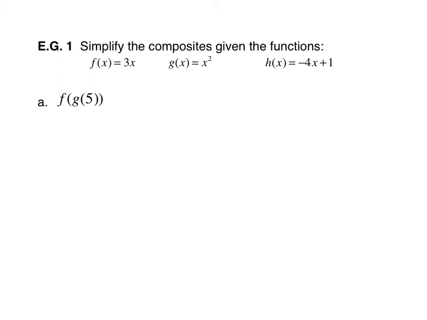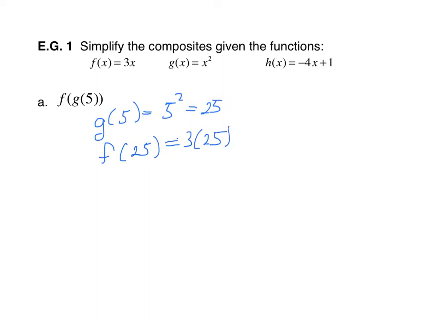So here we're given f of g of 5. That means we're given a numerical value, 5, to put into the g function, and that's the first step we're going to do. So g of 5 becomes 5 squared, which is 25. Then we're supposed to take that answer and put it into the f function. We're always working inner to outer. So now that we have a number for g of 5, we put it into the f function. So f of 25 becomes 3 times 25, which equals 75, and that is the answer.